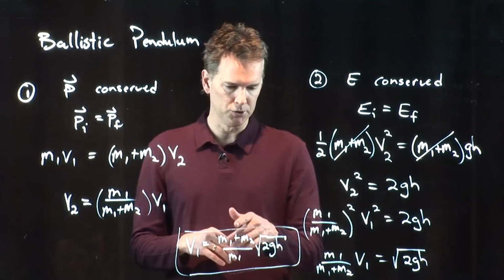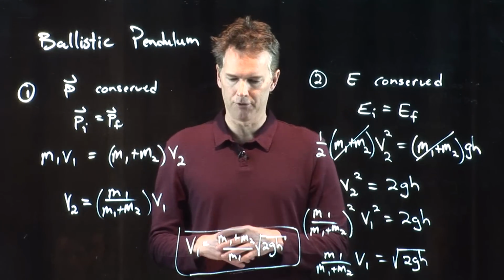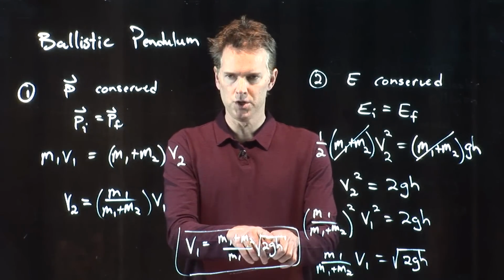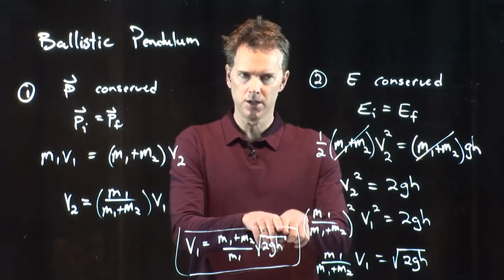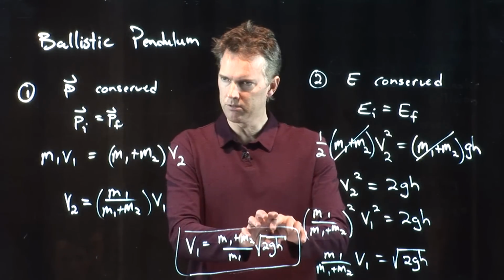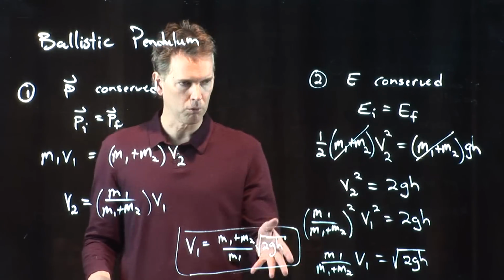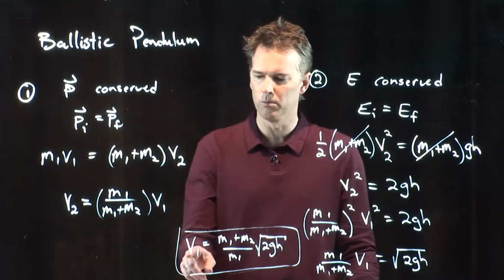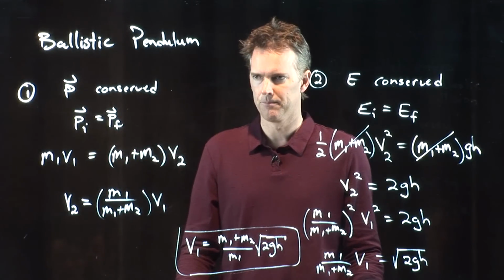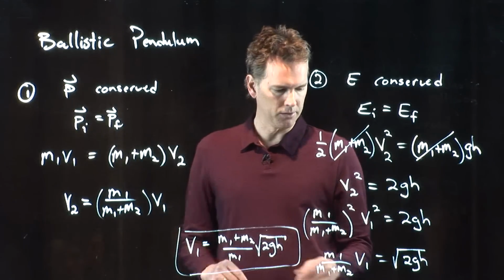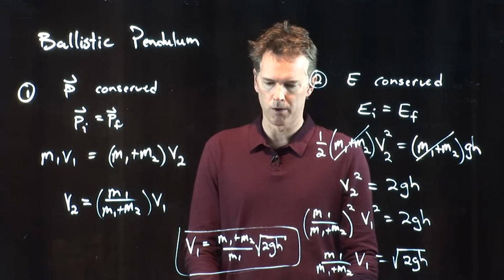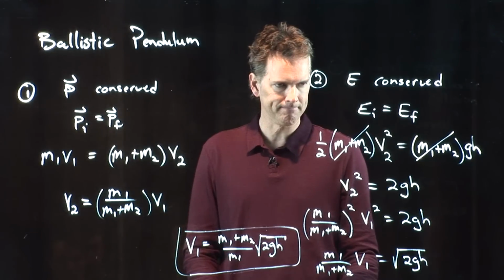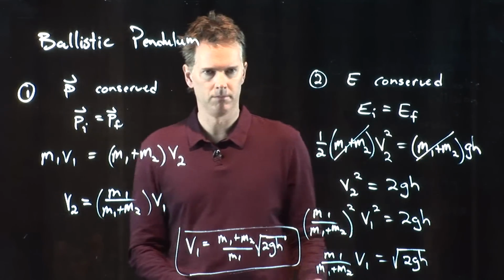And finally, you can double check the units. The M's cancel out. We get square root of 2GH. G is meters per second squared. H is meters, so I'm going to get meters squared over second squared, but I take the square root of that, I get meters per second, which is, of course, velocity. Okay? So this looks like the right answer in terms of limits and units, and we're going to say that's it. All right, questions about this problem?